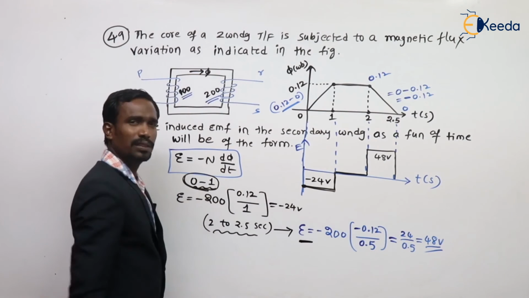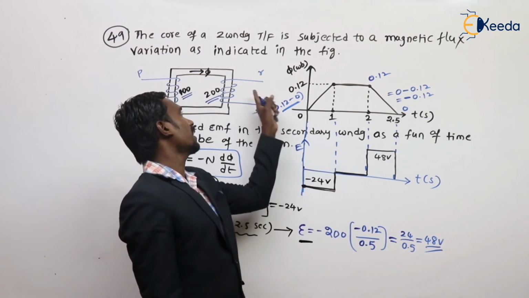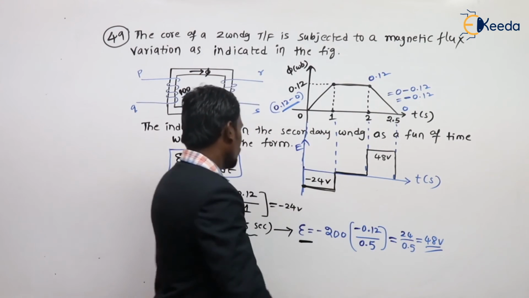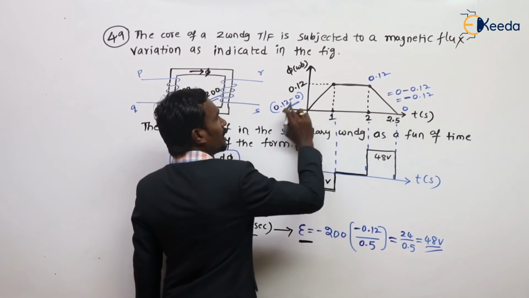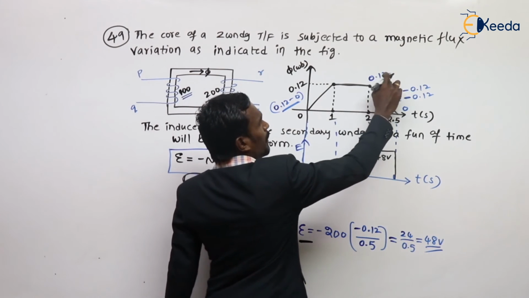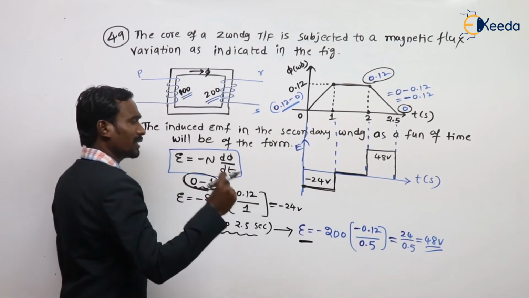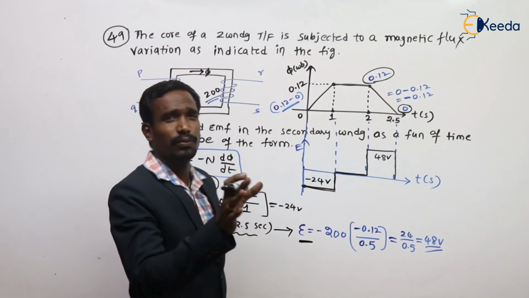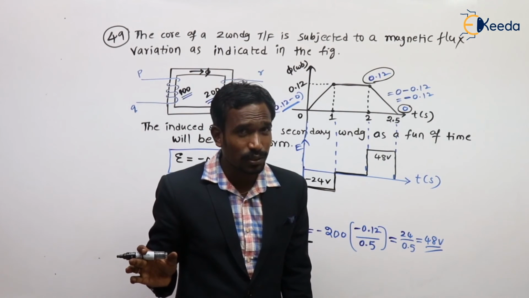This is the waveform of EMF induced in the secondary winding of my transformer with this flux variation. The only thing is that E is equal to minus n into d phi by dt, and there is no change of flux. There is a change from 0 to 0.12, nothing but 0.12 minus 0. Here 0.12 to 0 is nothing but 0 minus 0.12. Then you can get the answer exactly. This is a very basic question but very important for competitive exams. Did you understand?